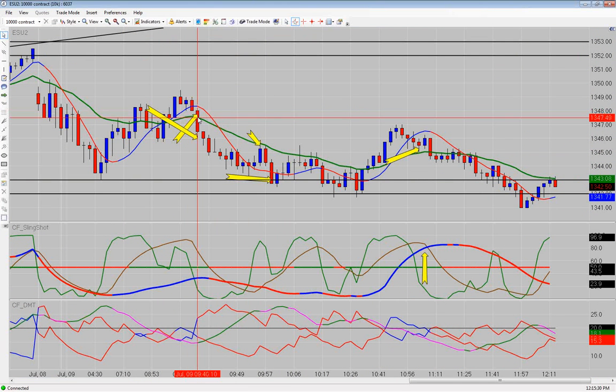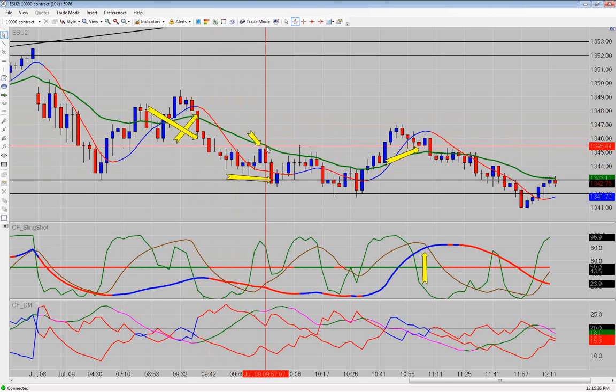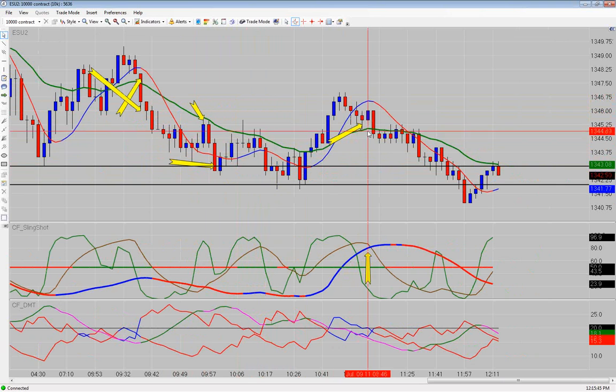Okay. On the ES this morning, we took this first pullback to the BBC right here. We went long on the pullback, and it stopped us out. It didn't give us any chance for profit at all. We went short on the next pullback to the BBC right here. So we lost 2 points on this. We got 2 points back on this one, right?